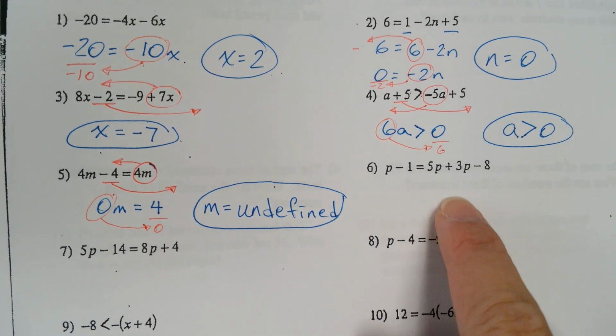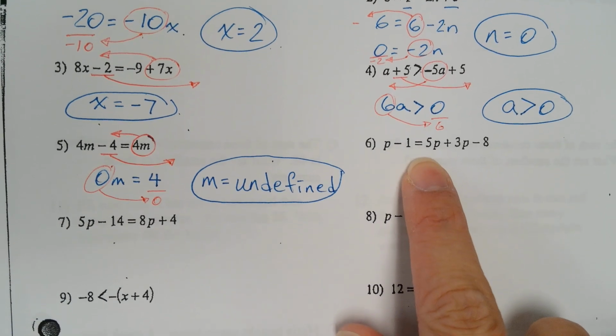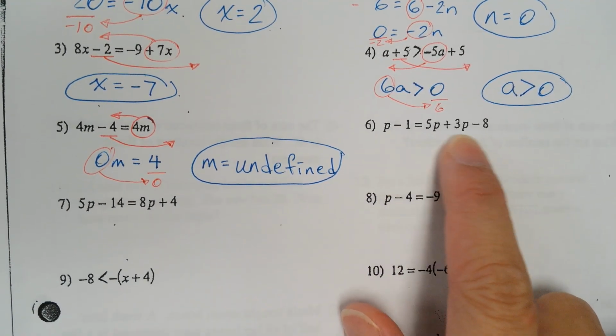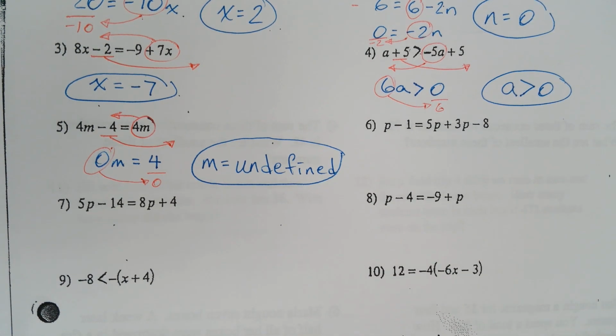Okay, try 6. Take 30 seconds, try 6 if you haven't already done so. p minus 1 equals 5p plus 3p minus 8. All right. So I see a lot of variables. I see a lot of numbers. I want to see if you guys can solve it.